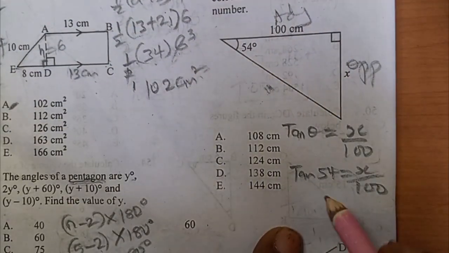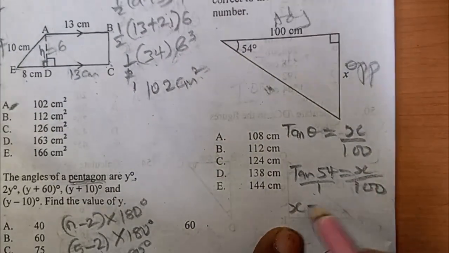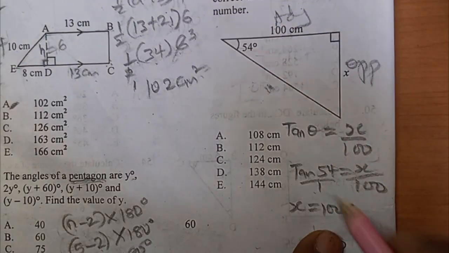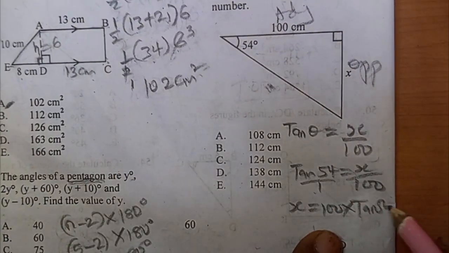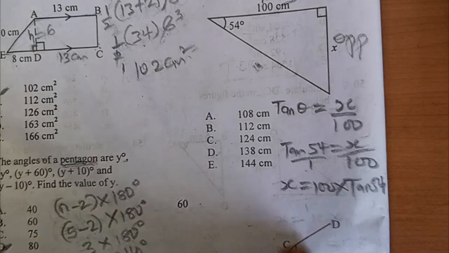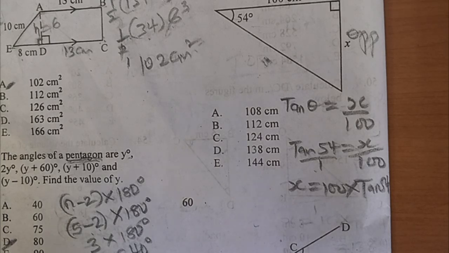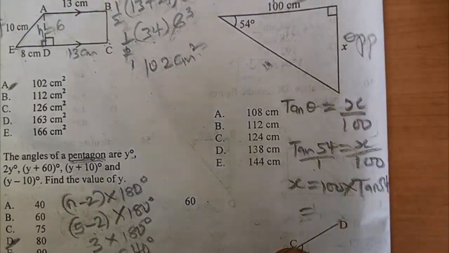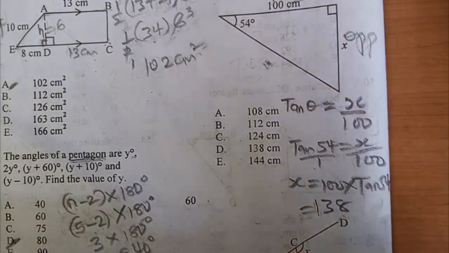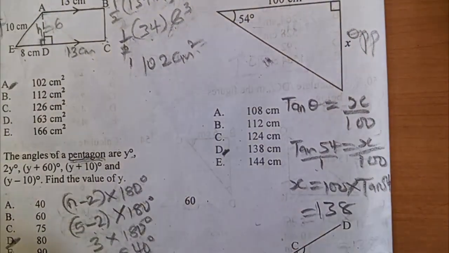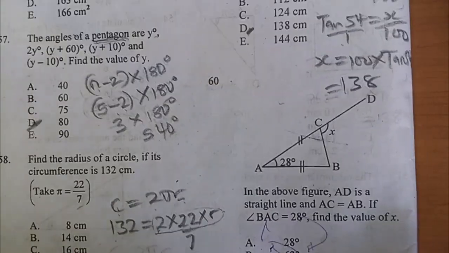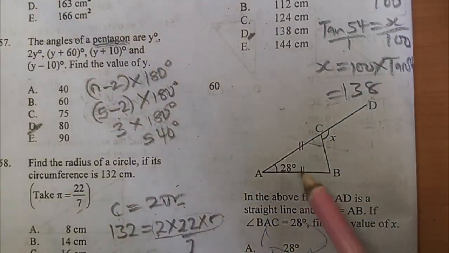So then we just cross multiply, 1 times x is x. So you just use 100 to multiply whatever tan 54 gives you. So you multiply 100 times tan 54. Tan 54 multiplied by 100 will give you 137. To the nearest whole number, 138. Okay? Option D.